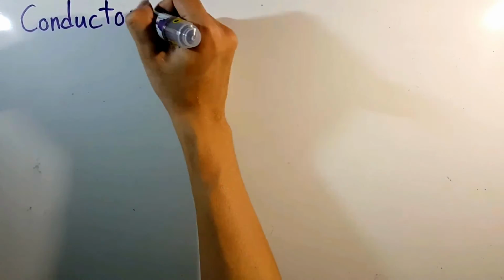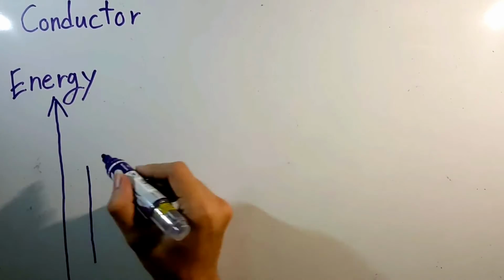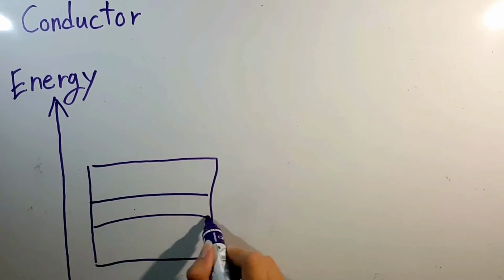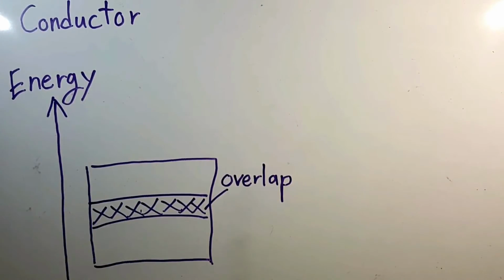Let's talk about energy levels. Every shell of an atom has different energy levels. The conduction bands and valence bands of conductors are overlapping each other, which make them conduct electricity easier.